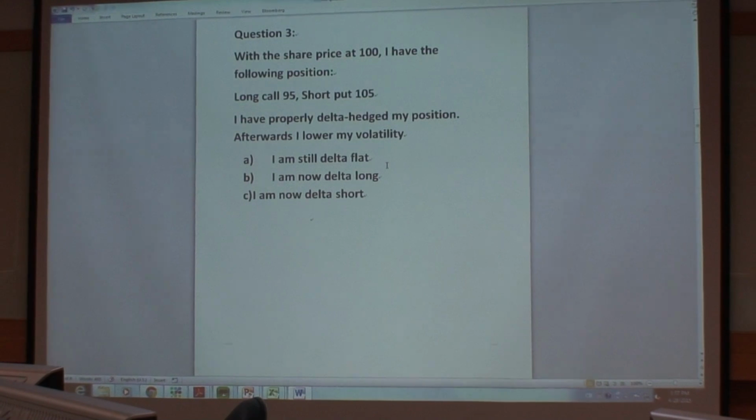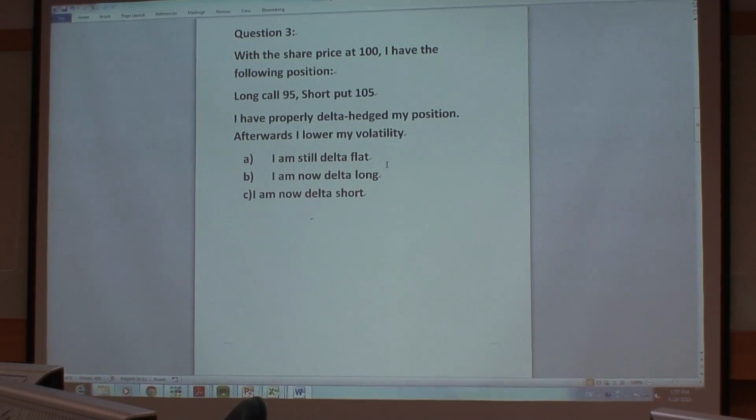Then the next type of question. This is a question where we have a regular position. I'm long the 95 call and short the 105 put. So I'm long an in the money call, and I'm short an out of the money put. Also short an in the money put, apologies. And I have delta hedged.